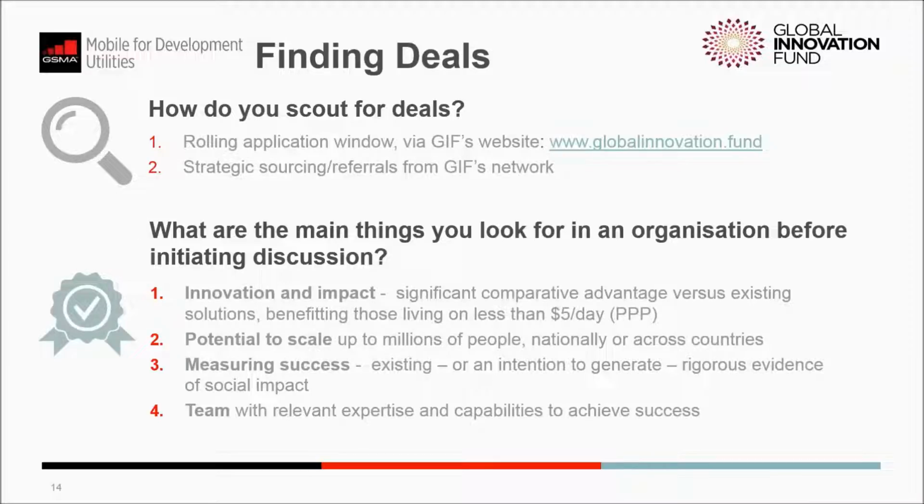If we think about how we go about scouting deals, I would say that there are two main methods that someone can apply to GIF via. The first is our rolling application window, which you can find on our website. Every month we receive about 300 applications. We take a couple of days each month to review these applications that come through our open window, and typically progress somewhere between 5 to 7% through to further diligence of some kind.